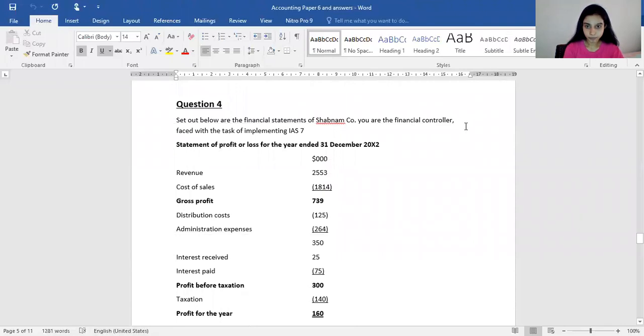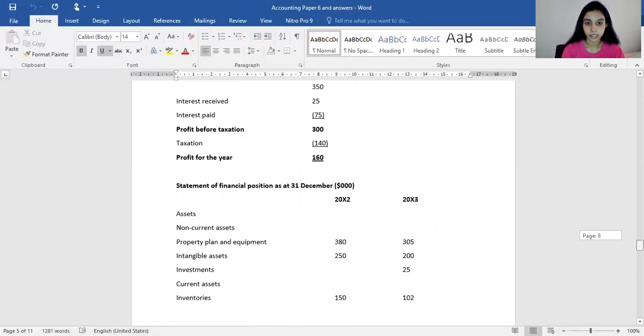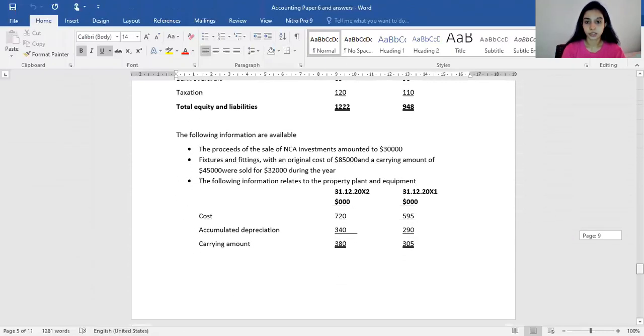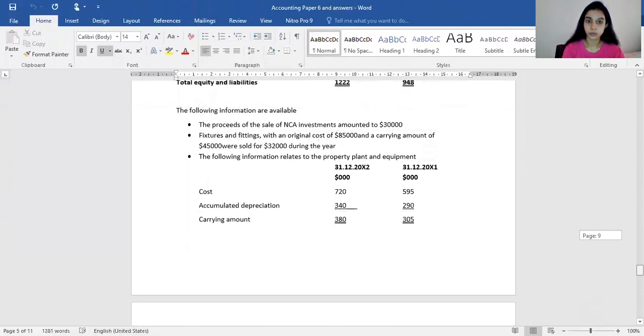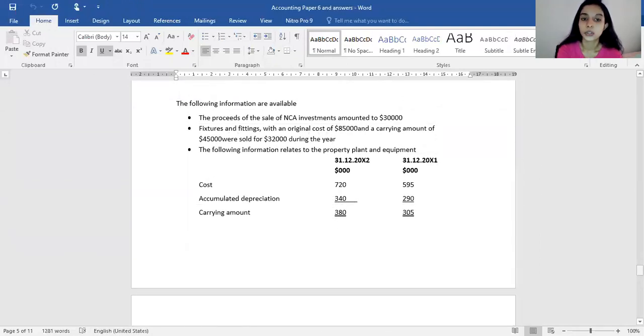And next we have question number 4. There also you have been given the statement of profit or loss and statement of financial position. So here there are a few adjustments that you need to focus on. The proceeds of the sale of non-current asset investment amounted to $30,000, and fixtures and fittings with an original cost of $85,000 and a carrying amount of $45,000 was sold for $32,000 during the year. And a breakdown of property, plant, and equipment is given to you all.